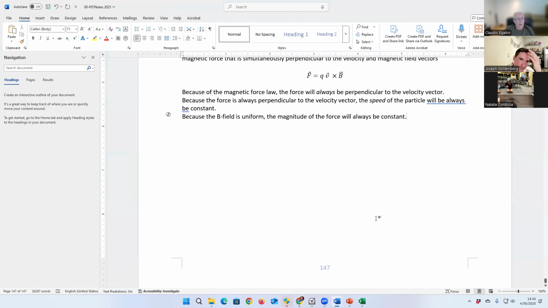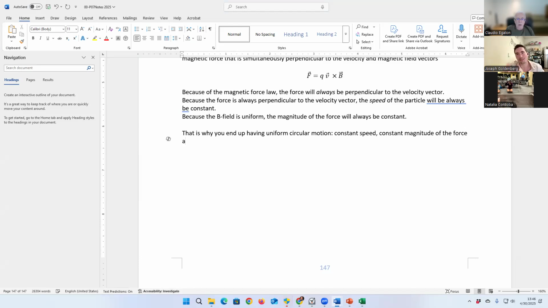We're running out of time here. That's what you have to consider. Because of those three reasons, you end up having uniform circular motion: constant speed, constant magnitude of the force.